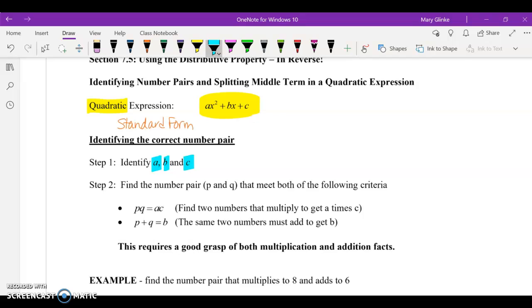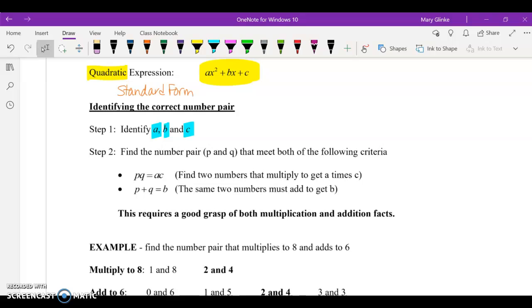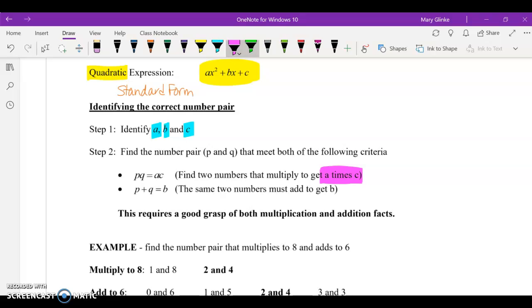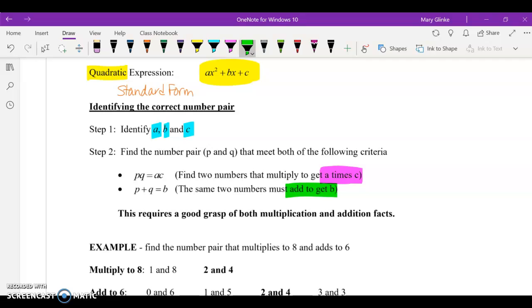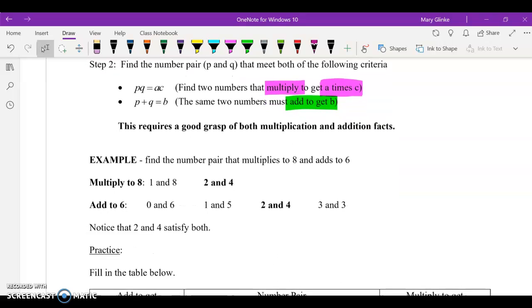Once you know what A, B, and C are, you're going to look for two numbers that multiply to get A times C. But at the same time, they have to add to get B. So you're looking for two numbers that multiply to get A times C, but yet add to get B. So let's show you what we're kind of looking at.